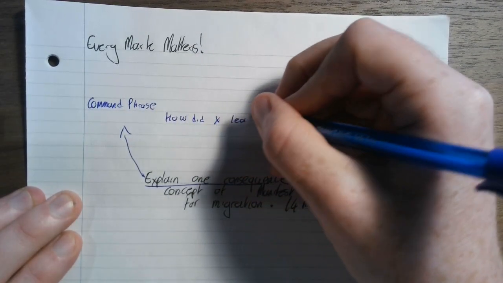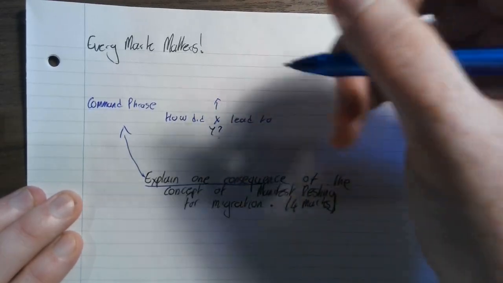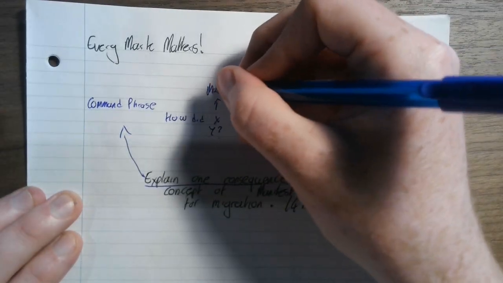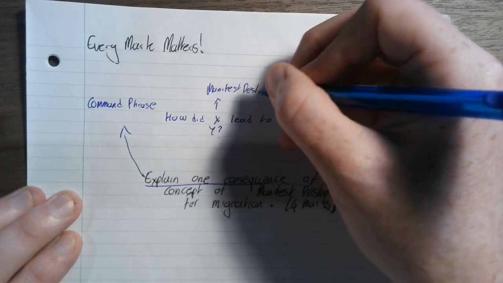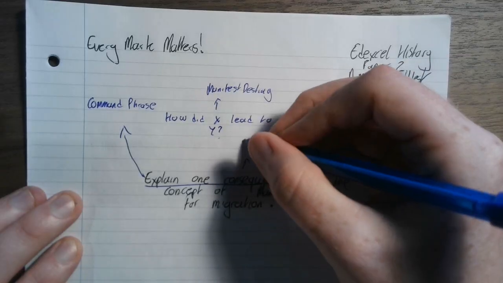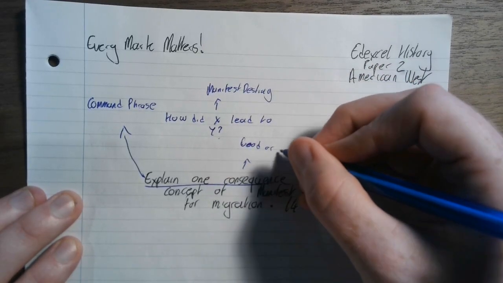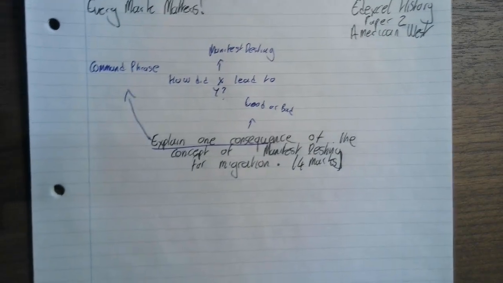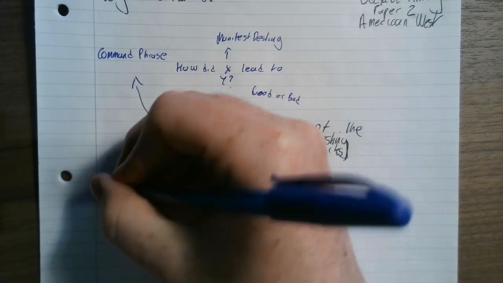What that means is: how did X lead to Y? And just to clarify, by X I mean the event or concept. So in this instance, it's manifest destiny. And again, just a massive polite reminder, it can be good or bad. If I buy a lottery ticket, a consequence of that could be winning the lottery. However, exceptionally unlikely.